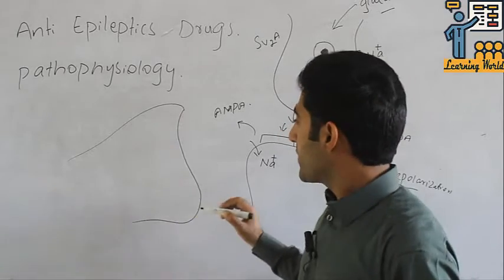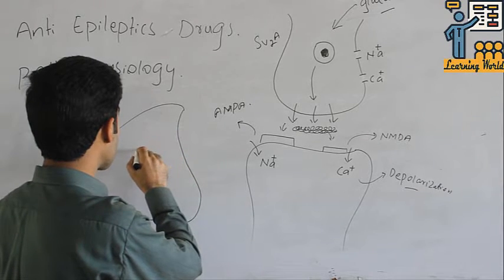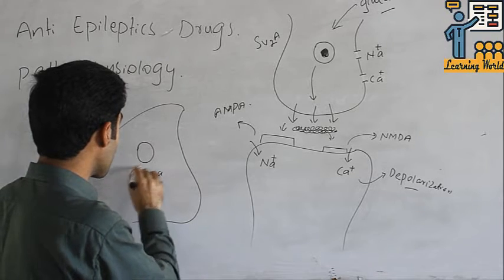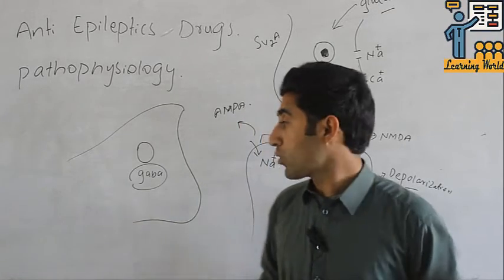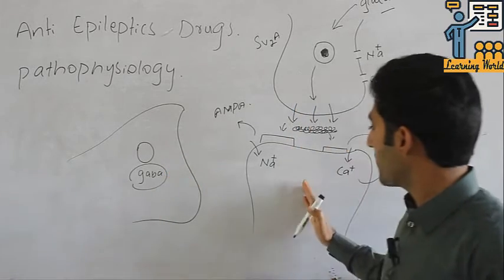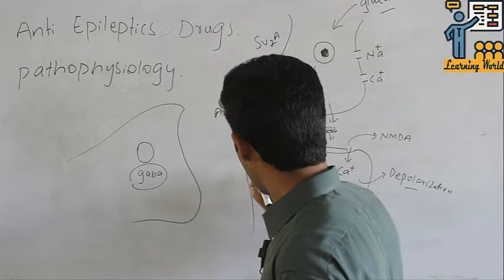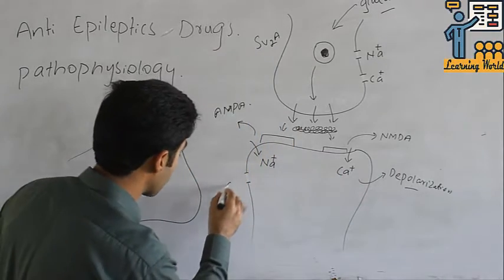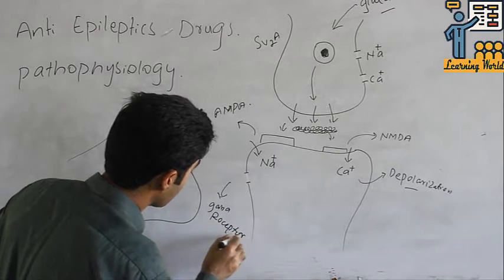In this presynaptic membrane, the GABA neurotransmitter will be released. For example, this is the vesicle, and in this vesicle the GABA neurotransmitter is present. As we know, the GABA neurotransmitter is an inhibitory neurotransmitter. When it is released from the presynaptic membrane and acts on this postsynaptic membrane, the GABA receptor is present here. This is the GABA receptor.